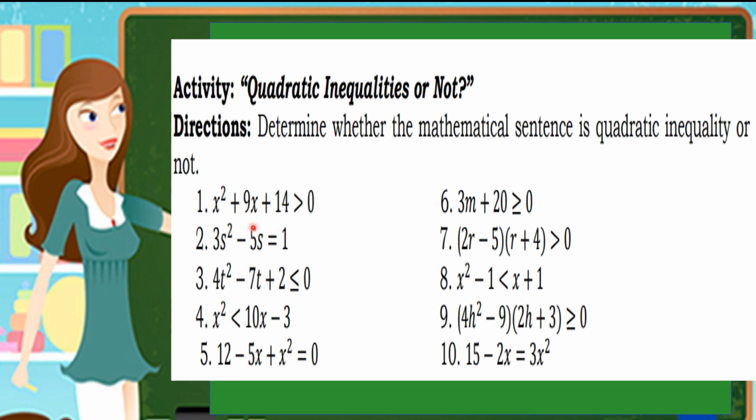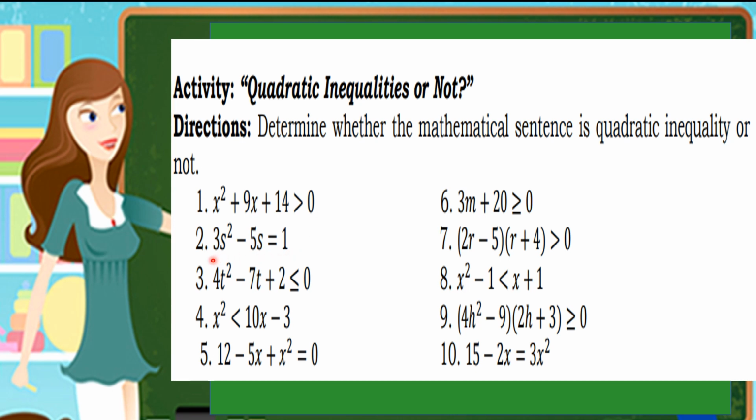x squared plus 9x plus 14 is greater than 0. So as you can see in the given, this is an example of quadratic inequality. Bakit? Quadratic siya kasi may squared. The highest exponent of the variable is 2. And we use here the greater than symbol. So it implies that the given is a quadratic inequality.